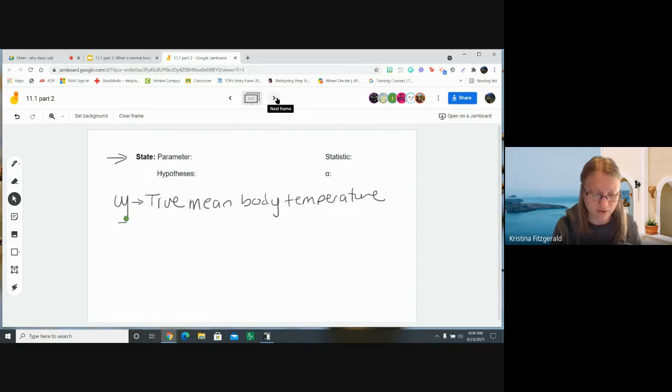And this symbol is important because that's for the population. X bar is your statistic, so I'm going to put that over here. Our sample statistic, 97.8, that's just for us. That's just for our little sample.